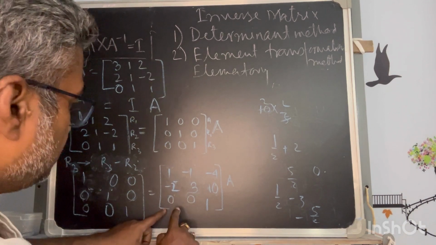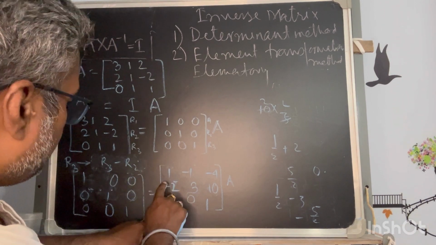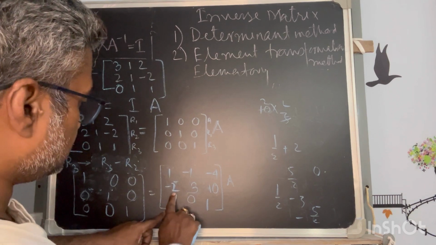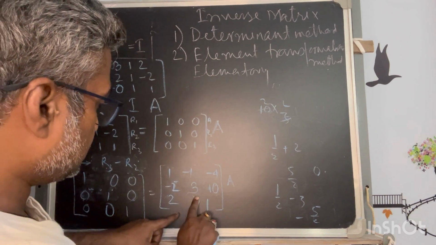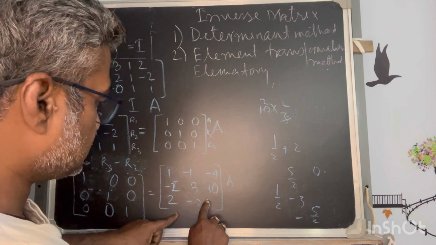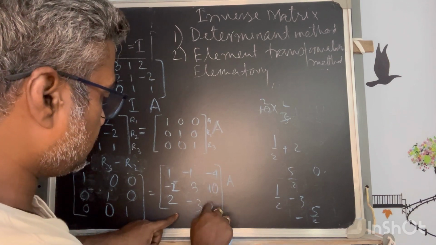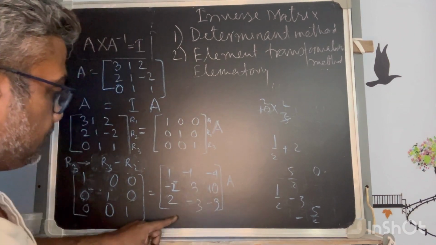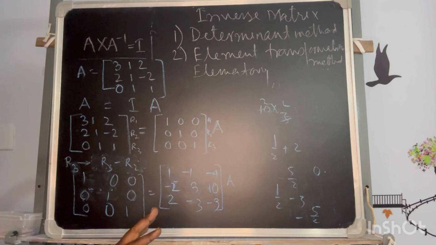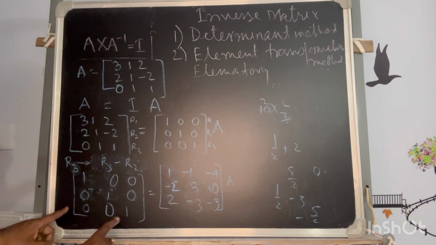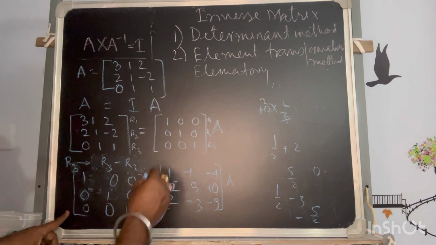Now the same operation I will do here. R3 becomes R3 minus R2. So this will become 2. This will become minus 3. And this will become 1 minus 10, that is equal to minus 9. 1 minus 10 I am doing. So this is ultimate. So this has transformed into a unitary matrix.